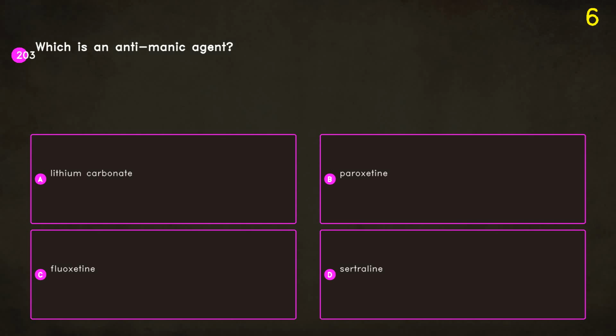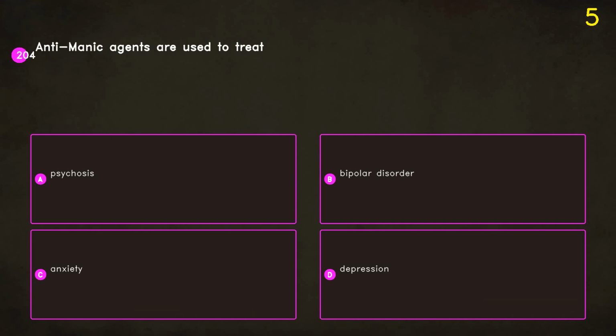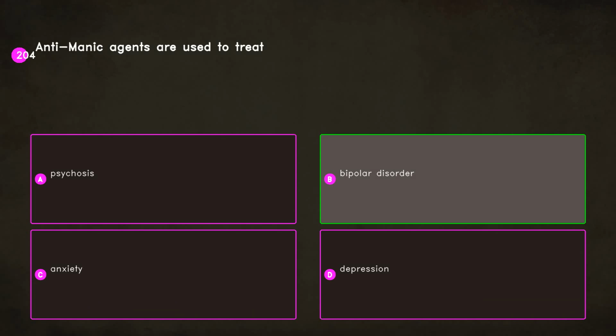Question 203. Which is an antimanic agent? A. Lithium carbonate. B. Paroxetine. C. Fluoxetine. D. Sertraline. The correct answer is lithium. Question 204. Antimanic agents are used to treat A. Psychosis. B. Bipolar disorder. C. Anxiety. D. Depression. The correct answer is bipolar.